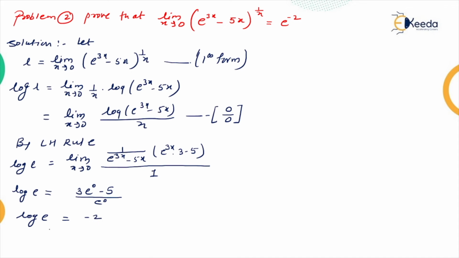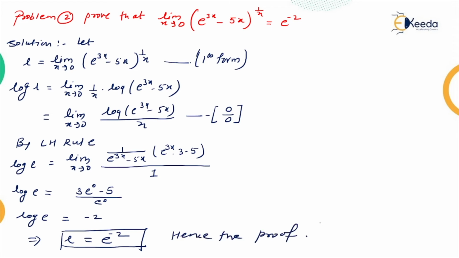And taking logarithm again on both sides, if log L is equal to minus 2, then L is equal to e to the power minus 2, and that is your answer. You have to check the RHS of your question. The RHS is e to the power minus 2, and hence your LHS is also e to the power minus 2, hence the proof. I hope you understand this very well.